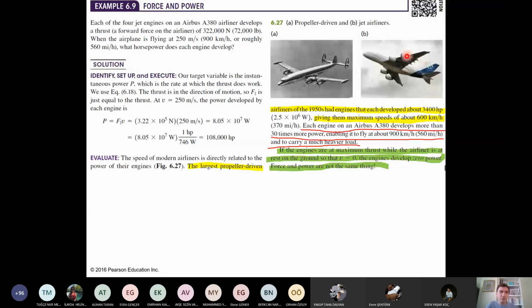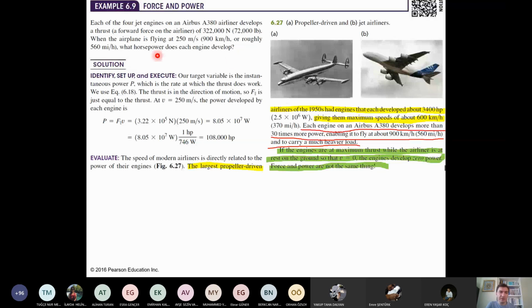Here, what is the information? Each of the 4 jet engines develops a thrust of 322,000 Newton. Okay, this is not the total thrust. This is the thrust produced by each jet engine. And here the question is, what horsepower does each engine develop?